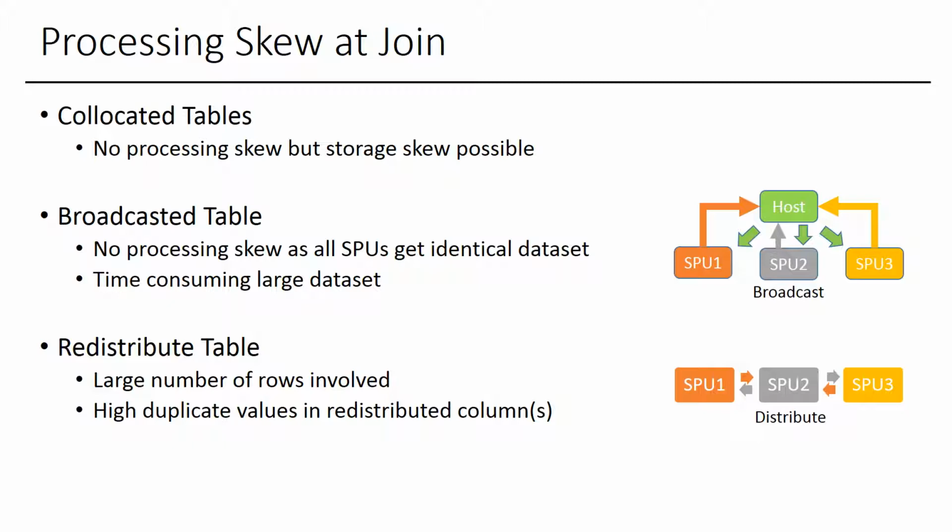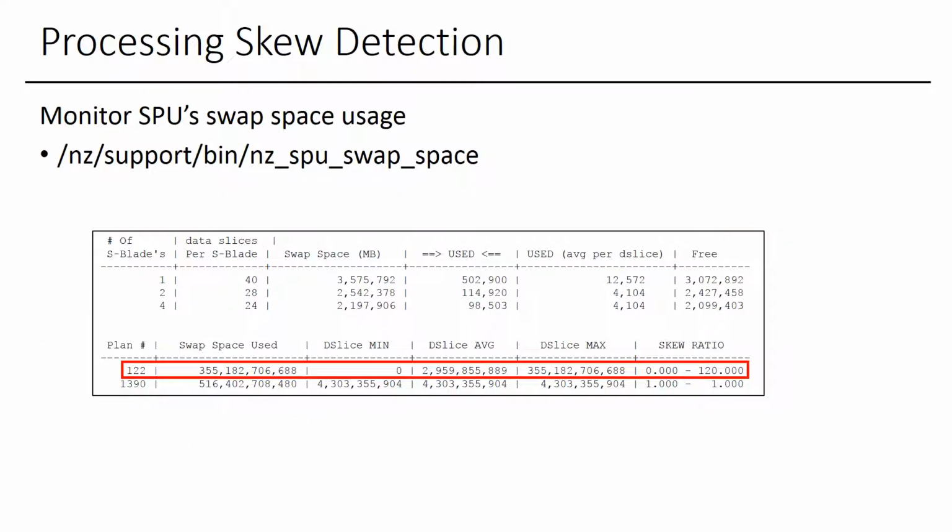The other way is that data gets co-located on the fly by redistributing a table. If a table gets redistributed during a query, it could result in processing skew. It only happens when a large number of records are involved or the column on which it gets redistributed has a lot of duplicate values. To detect processing skew, you need to monitor the spool's swap space usage while executing queries.